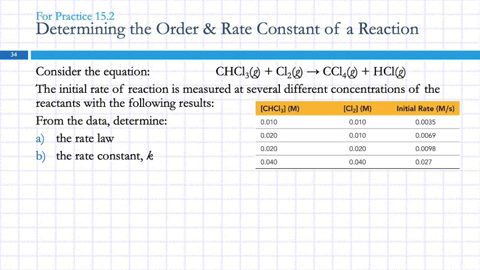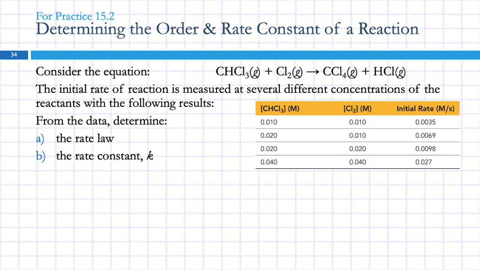Okay. Consider this equation. The initial rate of reaction is measured at several different concentrations of the reactants with the following results, shown here in this table. We're not going to read those because that's silly. From the data, determine the rate law and the rate constant. Go. Yeah, what? I'll walk you through this. Okay.